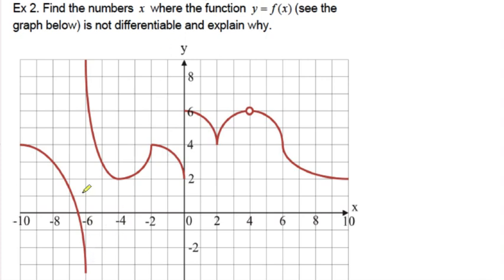So when x is equal to negative 6, we'll notice here that there's a break in the graph. So there's that jump discontinuity. And we might even say that there is almost an infinite discontinuity here, because as x approaches negative 6 from the left-hand side, it's going to go towards negative infinity. And as x approaches negative 6 from the right-hand side, it's going to go to positive infinity. So we can see in this case, when x is equal to negative 6, we have an infinite break.